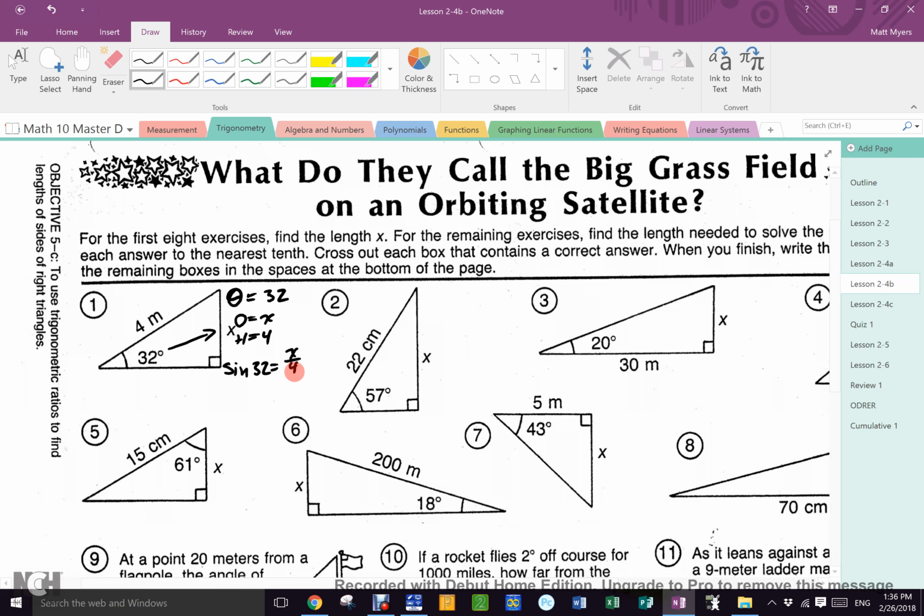What are you going to do to solve that? 4 times sine 32 to get an answer. And I'm leaving it blank because I don't want to get out my calculator. Because this is the trig. This is what you need to know how to do. Because if you don't understand why we put that 4 there and why it's 4 times sine 32, it doesn't matter how good you are with your calculator, you're going to tell it to do the wrong thing.